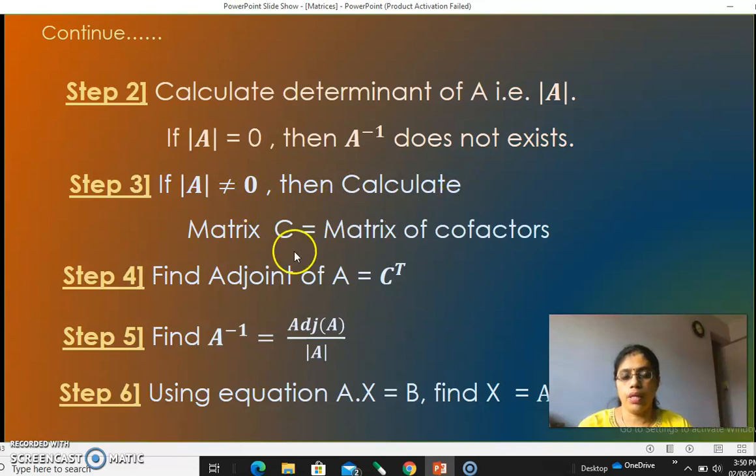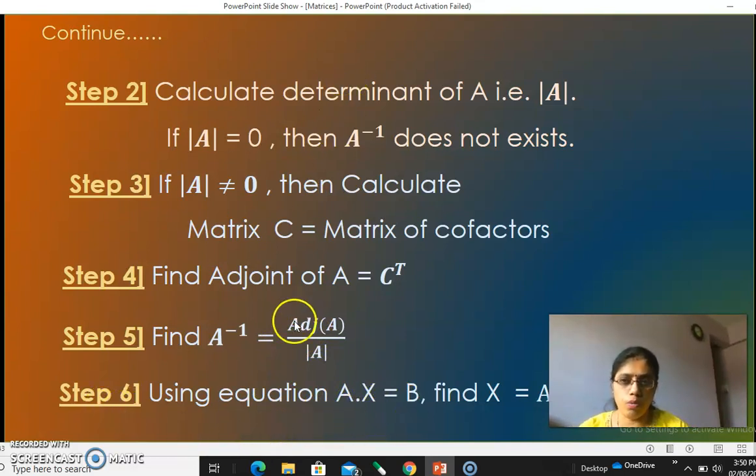Okay. Then you have to calculate the matrix of cofactors, by using the same logic, writing the big matrix with 2 by 2 determinants there. Then find the adjoint of A, that is the transpose of the matrix of cofactors. Then find A inverse by using this ratio. And the last step, now you have to again remember here the step number 6.